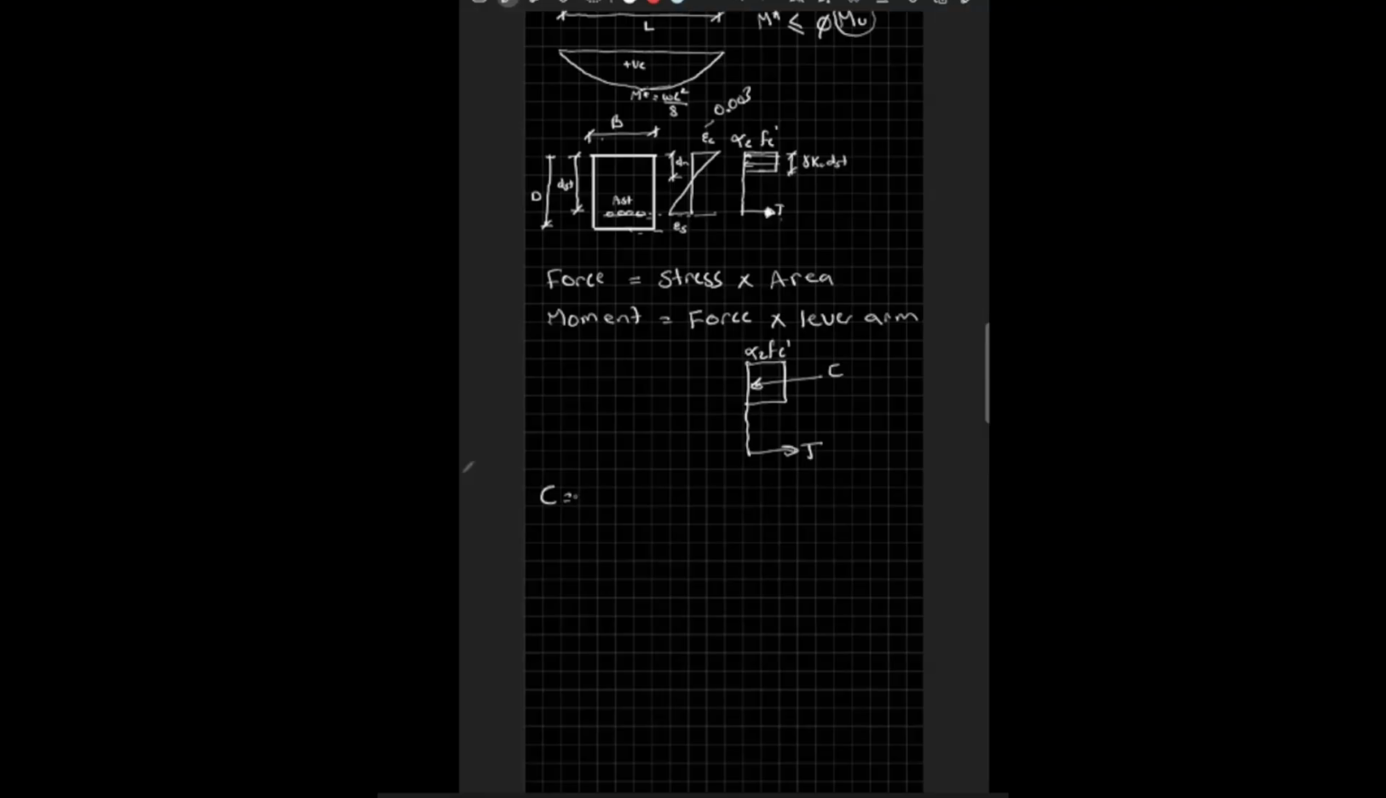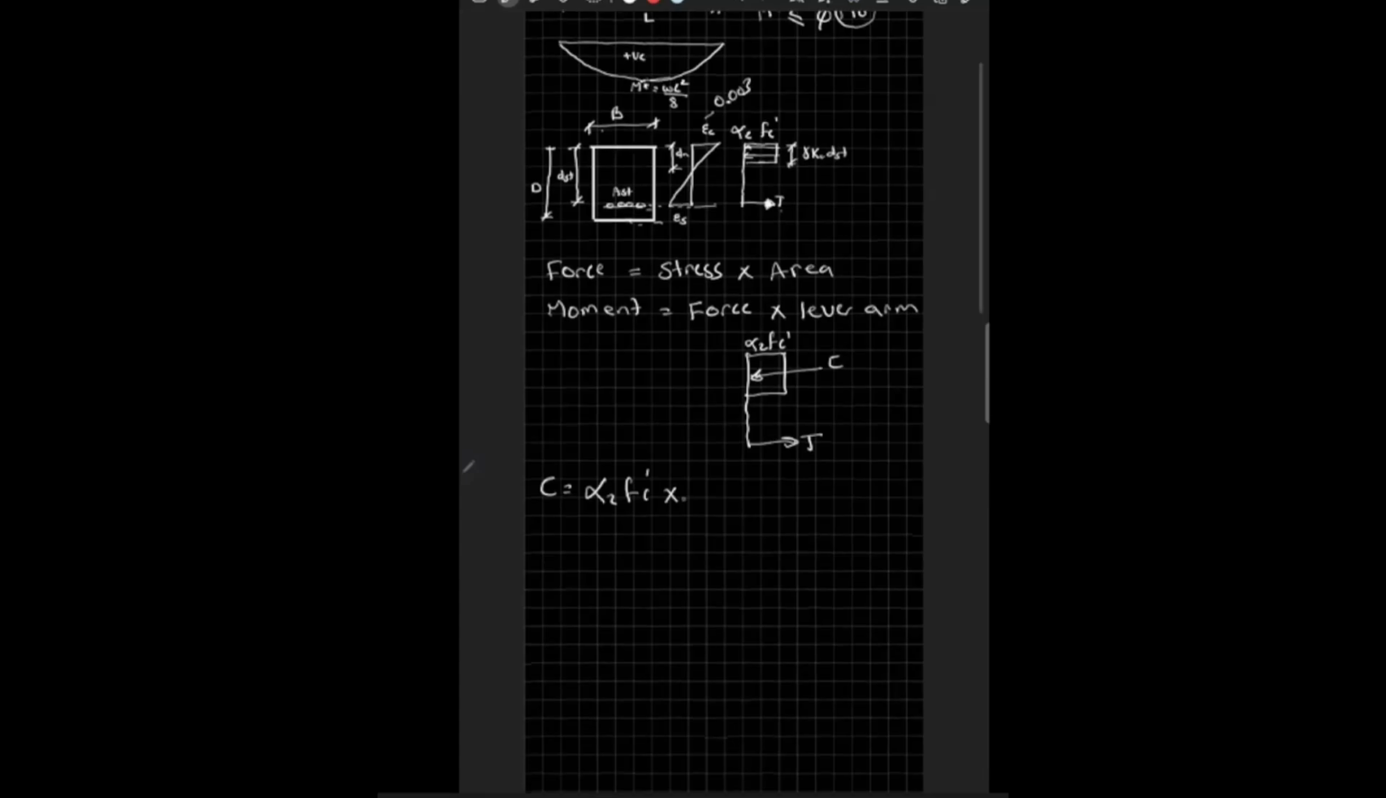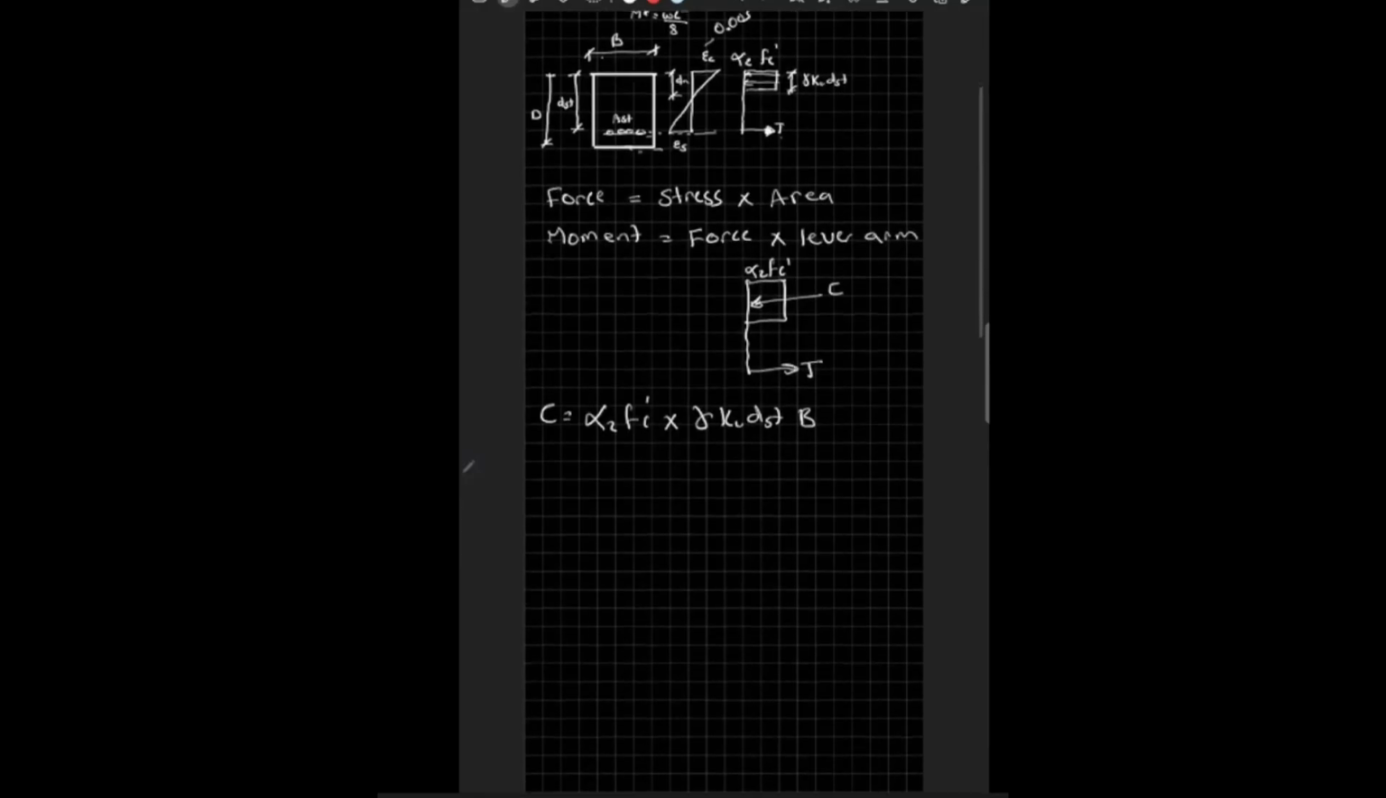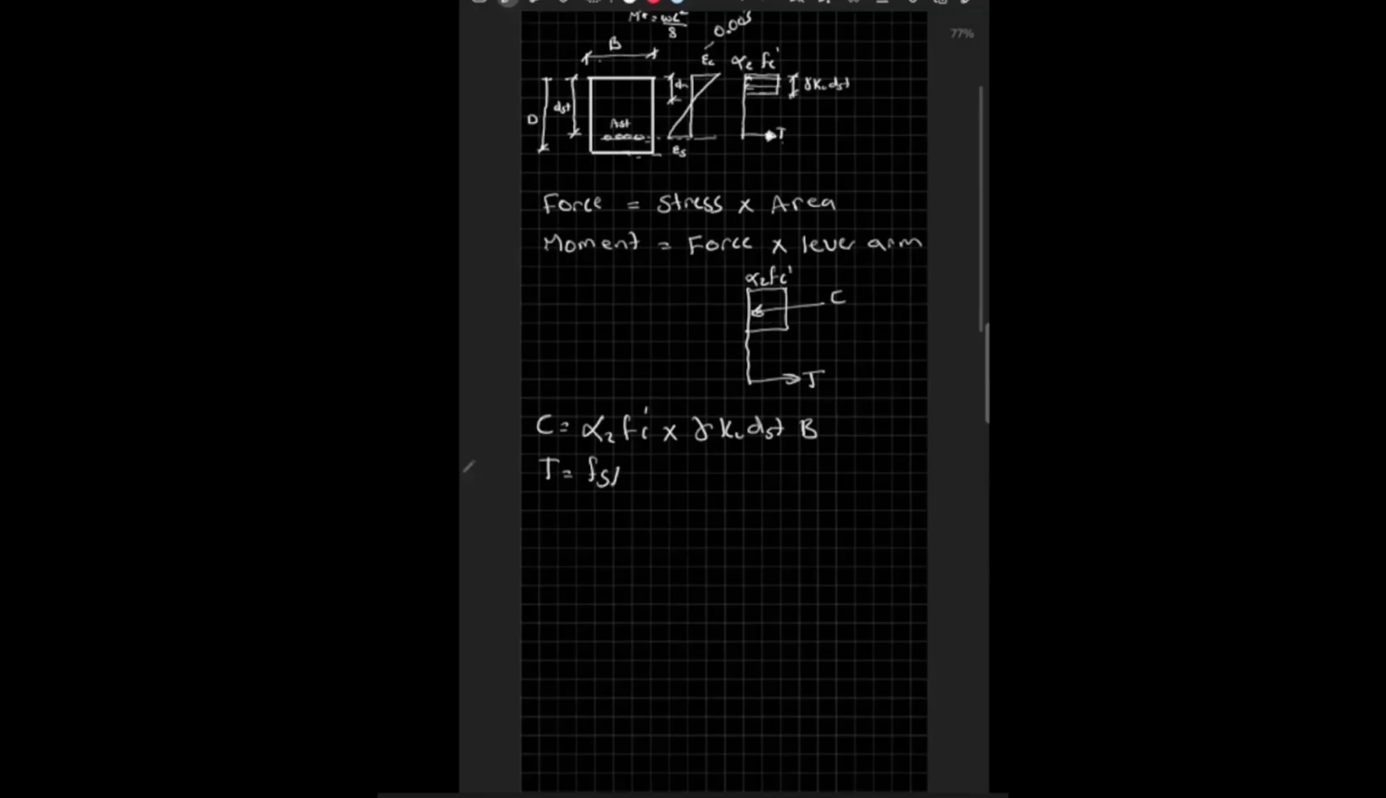The compressive force is alpha 2 fc dash, that's the stress, multiplied by the area. What is the area? The area is gamma ku dst times B. And the tensile force in the steel is the yield stress. Again, we talk about stress multiplied by area. So stress multiplied by, what is the area? It is Ast.